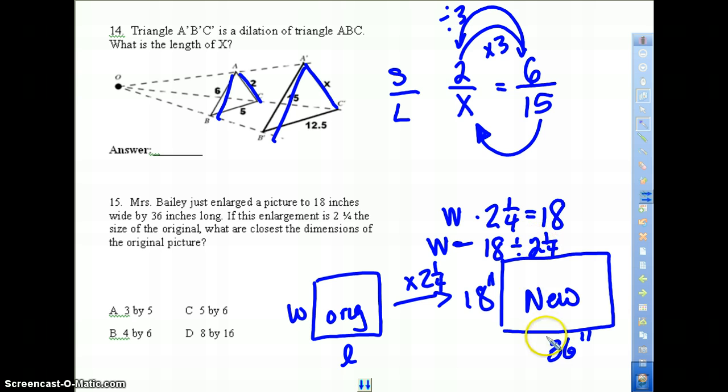You'll do that to get the width. You'll do the same thing to get the length. Take the 36. If some length multiplied by your scale factor of 2 1/4 equals 36, how do you figure out what the length is? Yeah, take 36 and divide by 2 1/4. Okay?